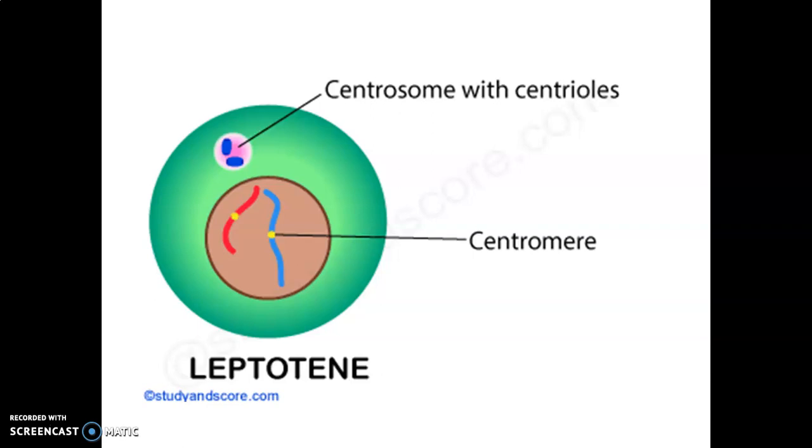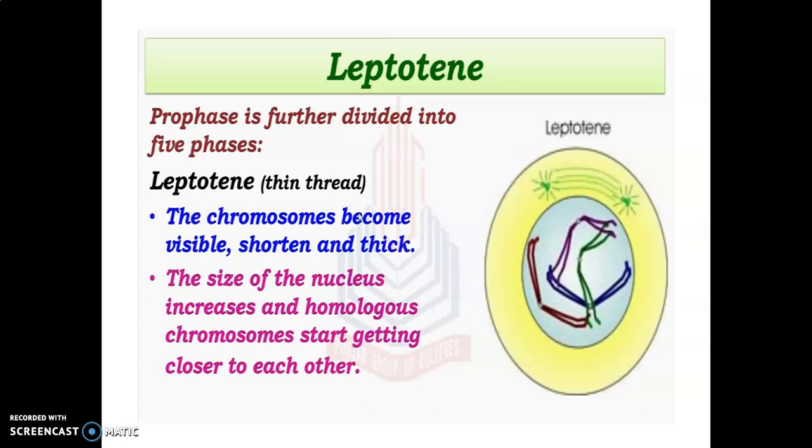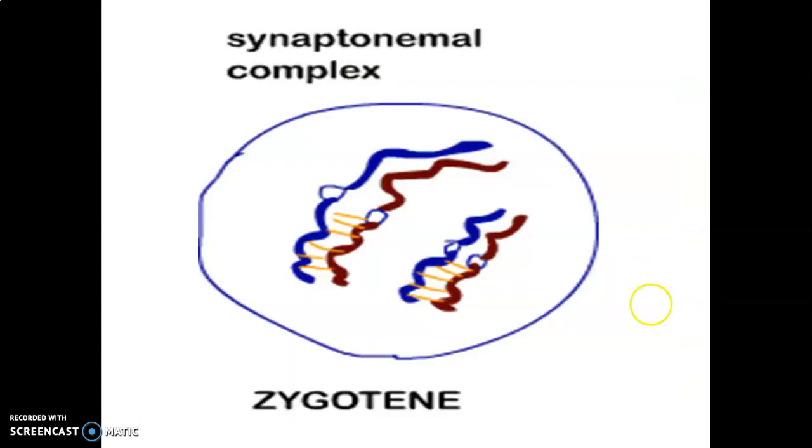During this stage, the chromosomes become gradually visible under the light microscope. Then the compaction of chromosomes continues throughout leptotene. And this is followed by the second stage, that is zygotene. And what is the speciality of zygotene? During this stage, chromosomes start pairing.